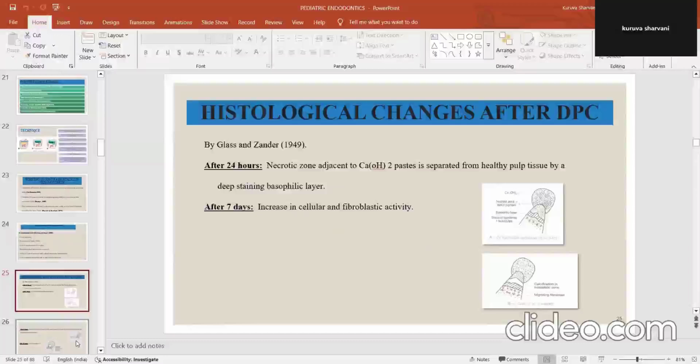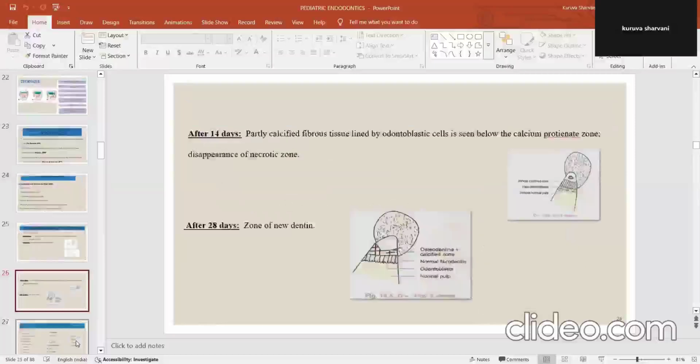Coming to direct pulp capping, after 24 hours, a necrotic zone of calcium hydroxide is formed. After 7 days, there is an increase in cellular and fibrillary activity. Next, after 28 days also, here also same. There will be the zone of dentin. There is 6 to 8 weeks. Here, which is 28 days, you will be getting some of the new dentin.